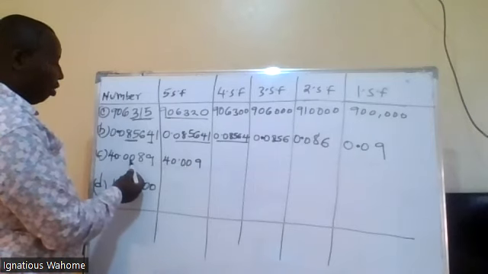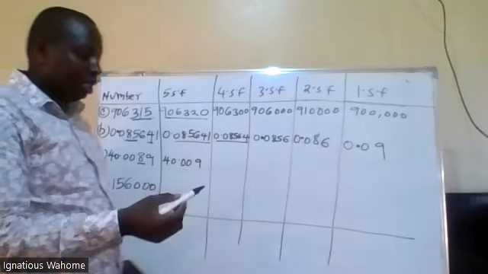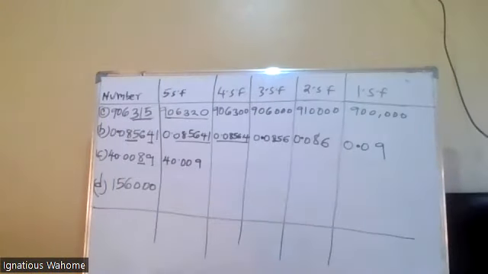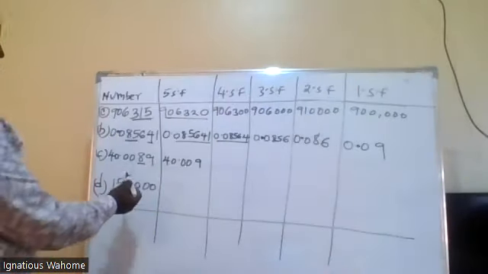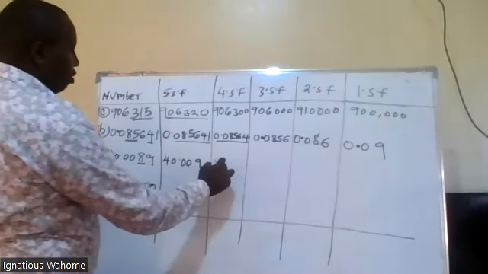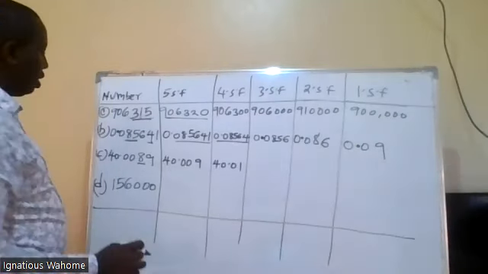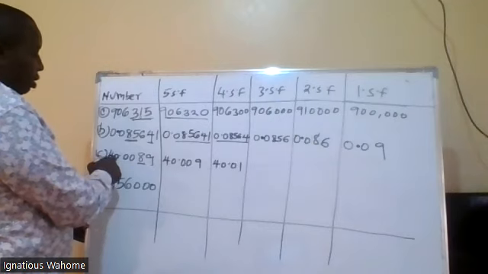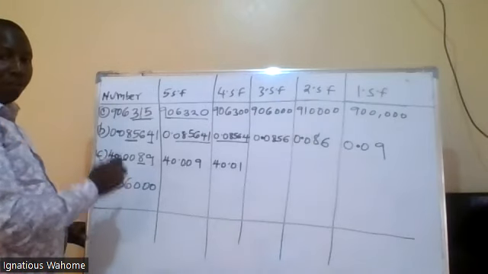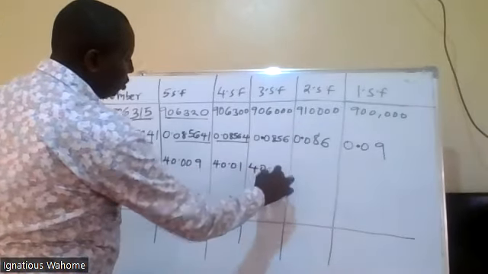Come to 4 significant figures. 1, 2, 3, 4. This 8 is greater. So you add 1 to this, you get 40.01. That's 4 significant figures. 3 significant figures. 1, 2, 3. We have 40.0. The next digit is 0. So your answer is 40.0.